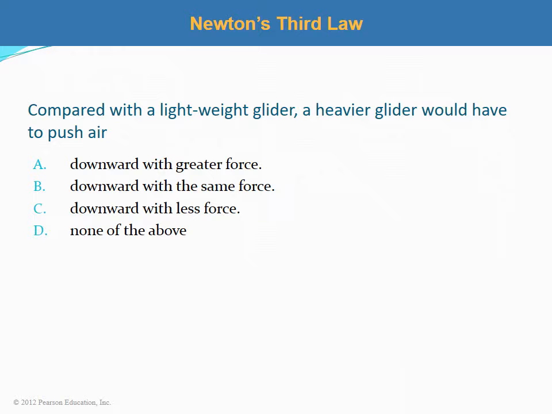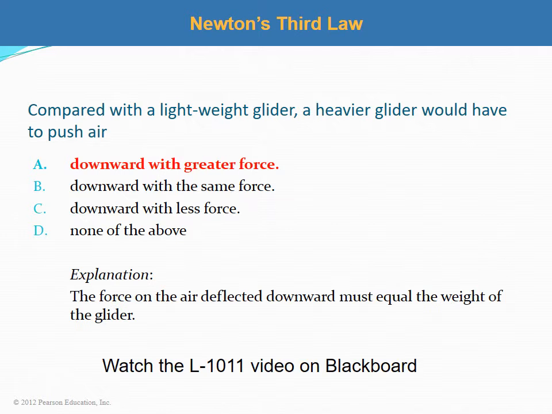Compared with a lightweight glider, a heavy glider would have to push A, downward with greater force, B, downward with the same force, C, downward with less force, D, none of the above. A, downward with greater force. The force on the air deflected downward must equal the weight of the glider. Watch the L1011 video on Blackboard. In particular, watch the motion of the smoke.